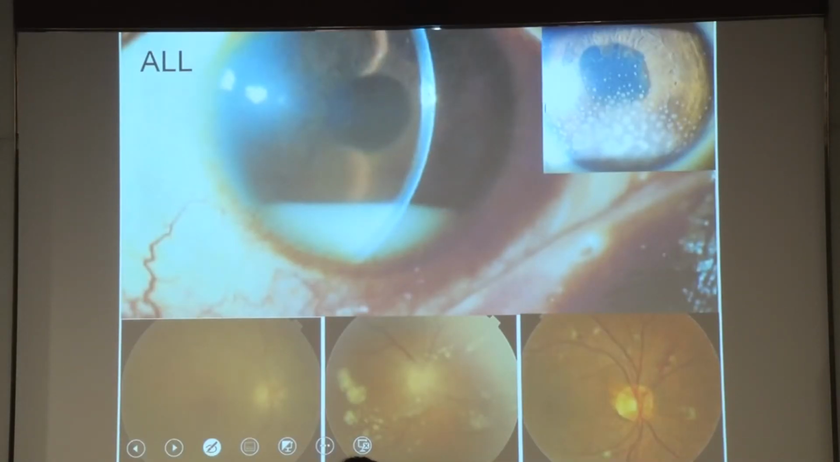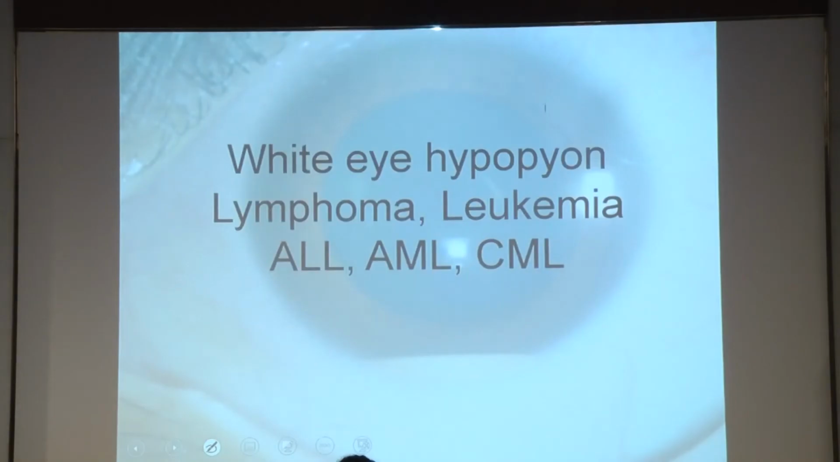This is a patient again with a white eye hypopyon, and this patient's hypopyon resolved for some time, and then this plastering of the endothelium, large cells on the endothelium reappeared. At that point, he had synechia as well. This patient was being treated as uveitis for a long time until this whitish material appeared in the vitreous, and finally confirmed diagnosis was ALL in this patient. So white eye hypopyon could be lymphoma, leukemia, ALL, AML, or even CML.